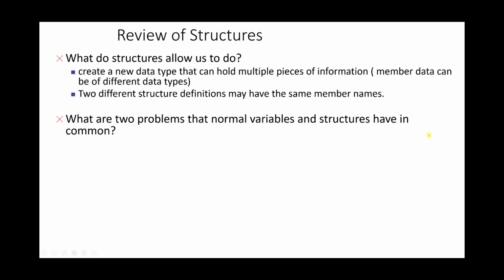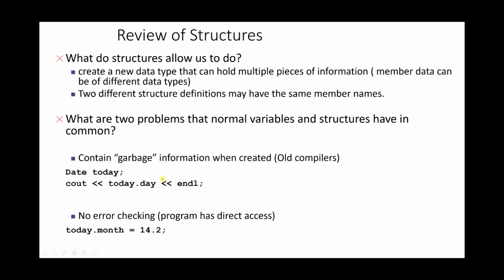So what are the two problems that normal variables and structures have in common? One, they contain garbage information with old compilers. If you have date today and, without even setting the day, try to print it, in old compilers you can. And two, in old or new compilers, or any compiler in the world, there is no error checking, so the program has direct access. If I say I have the minute 70, I cannot control it. You can think of them as just vessels you can store things inside.